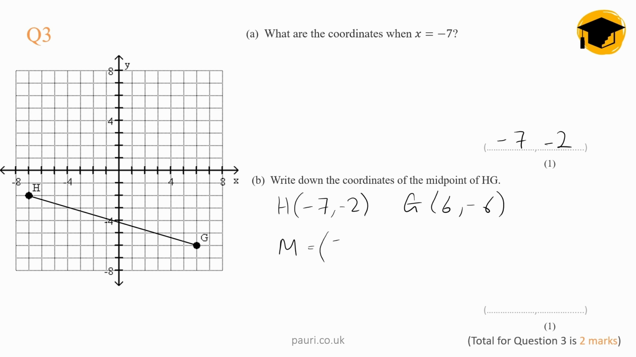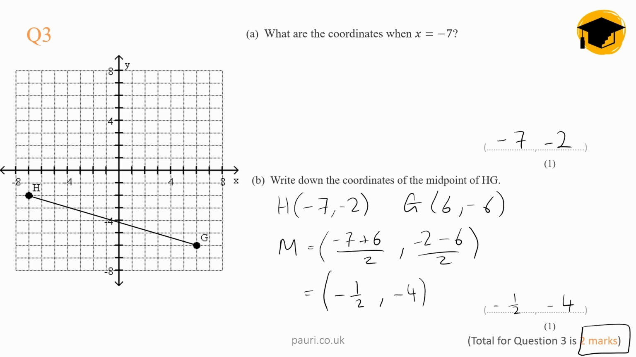I'm not going to write it this time. So -7 plus 6 all over 2, -2 minus 6 all over 2. Put them together, -7 plus 6 is -1 over 2. -2 minus 6 is -8, divided by 2 is -4. Add that to your coordinates in the answer area. 2 marks. 1 mark here and another mark there.